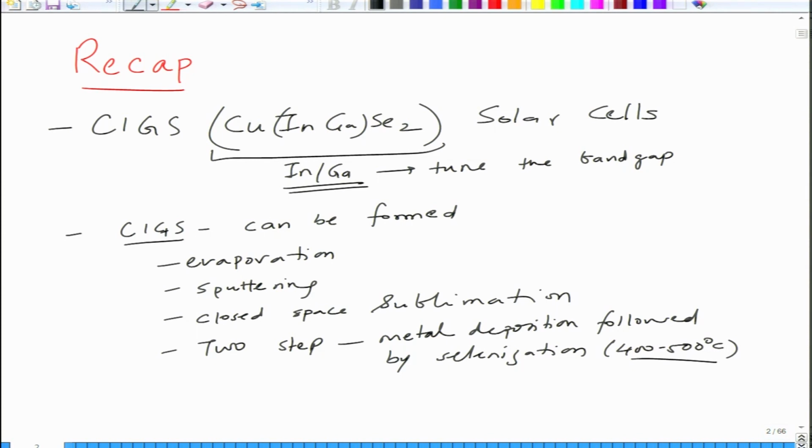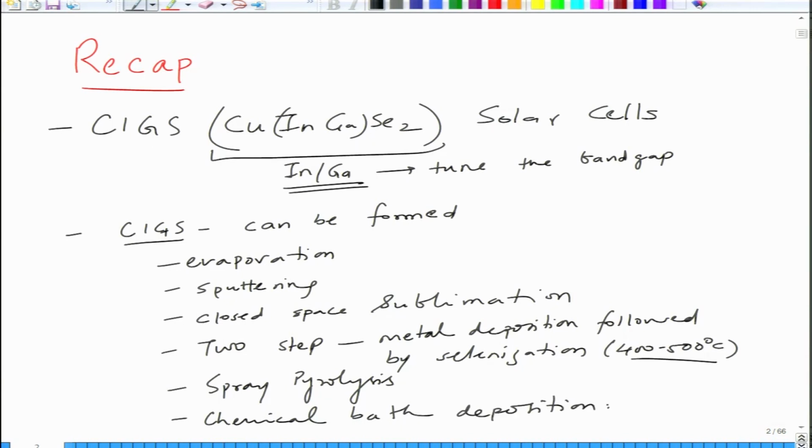One can also do these by spray pyrolysis, etc., as well as chemical bath deposition. So, these are various processes through which you can deposit CIGS. We have looked at evaporation, we looked at the two-step process in some detail, and the remaining processes are well understandable.